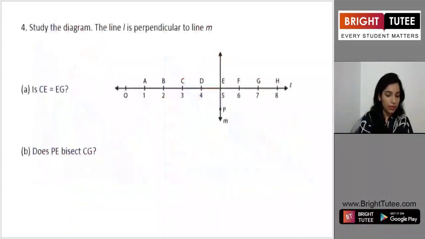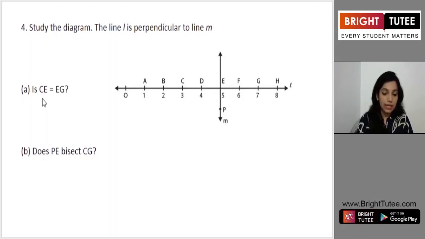Now let us move ahead to question number 4. It says study the diagram. The line L is perpendicular to the line M. So you can see here this particular line, the horizontal one is line L, and this vertical one is line M. We need to answer the questions that are asked. So let's see the first one, the A part.